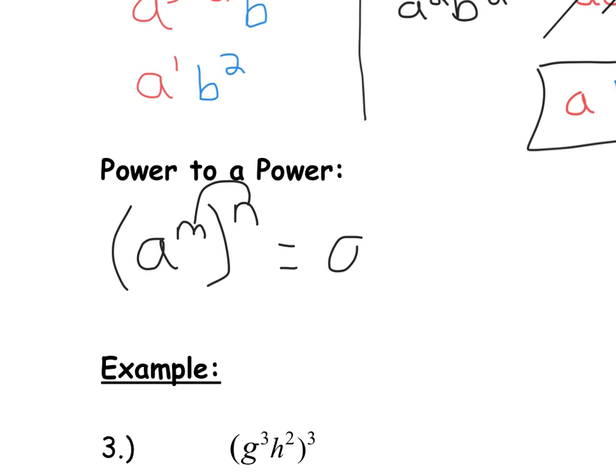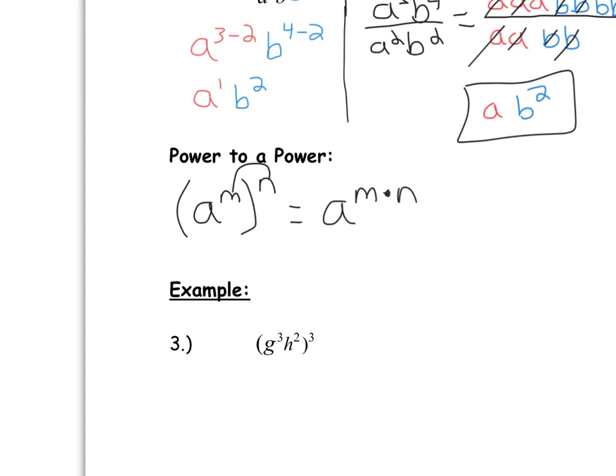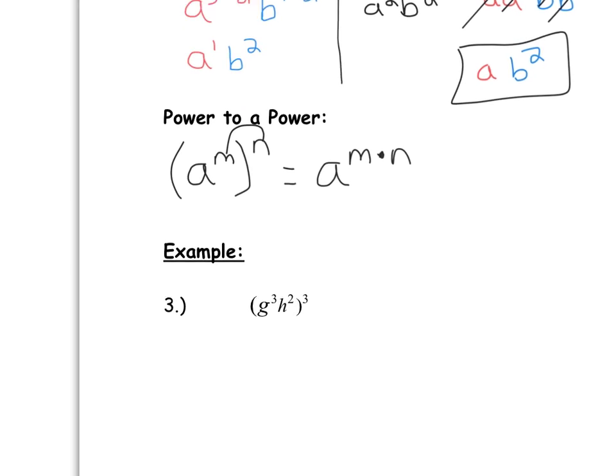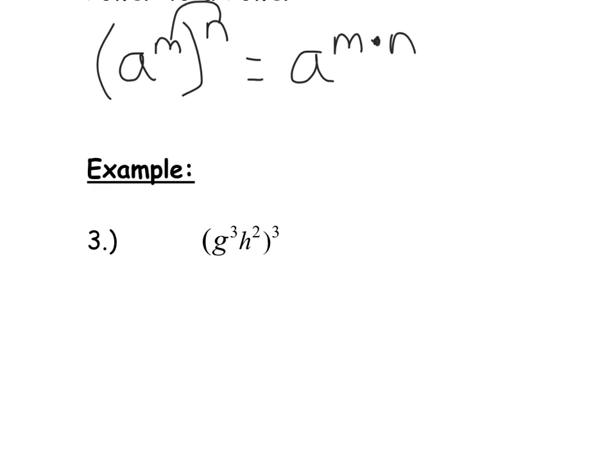Okay, so this is going to be a to the m times n, just like that. Okay, so that is how you do it the quick way, or the shortcut way, by just remembering this power to a power. Okay, so going into a problem here.